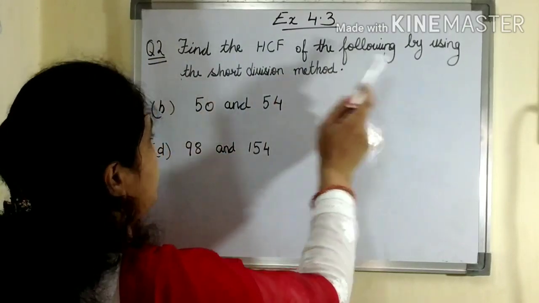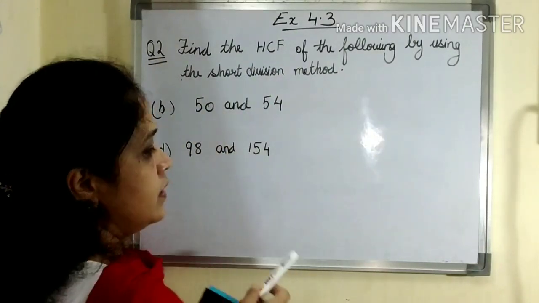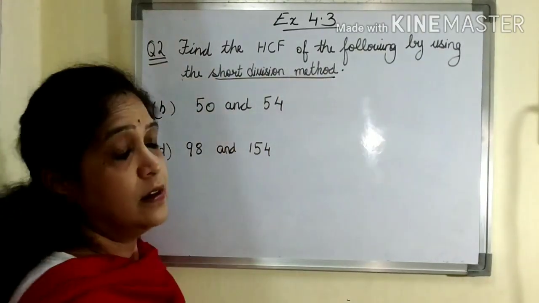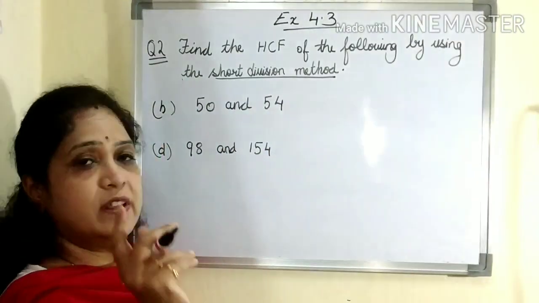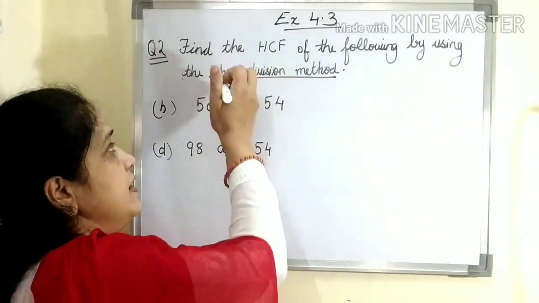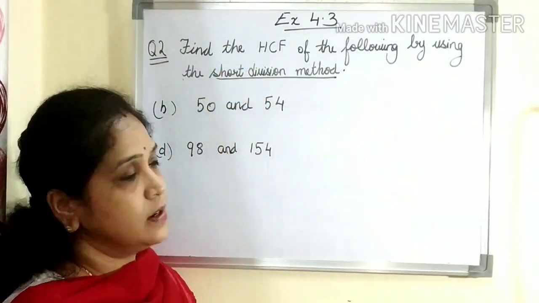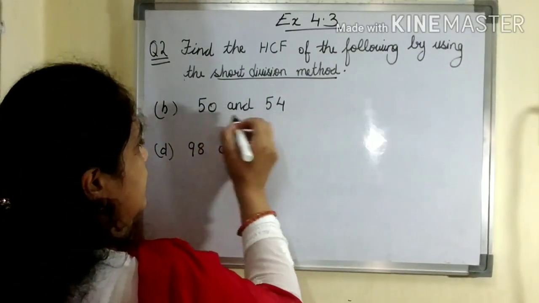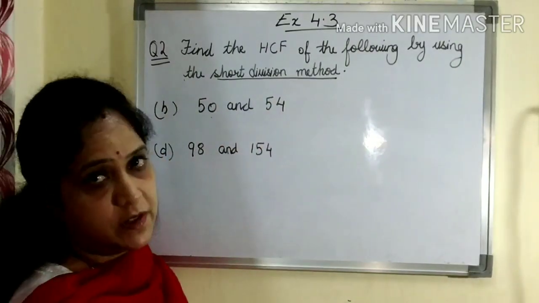Find the HCF of the following by using short division method. Okay. The method is earlier we have done by listing factors. One method I have told. The second method was by prime factorization method, and the next method is short division method. For example, we have to find the HCF of 50 and 54 by short division method.